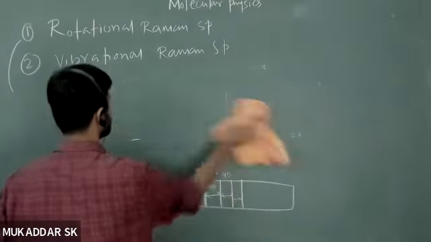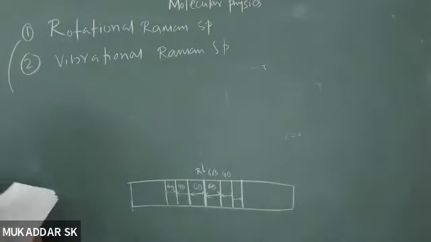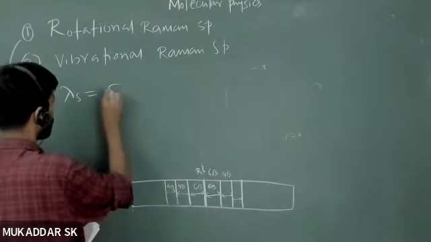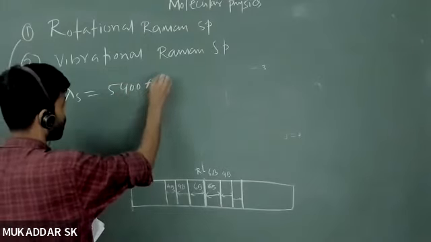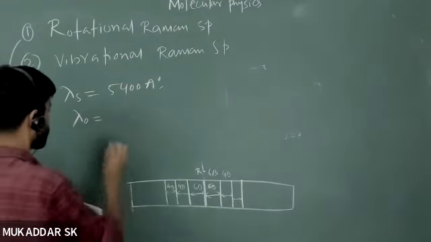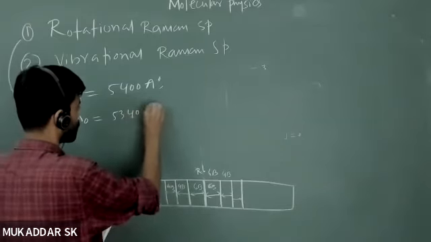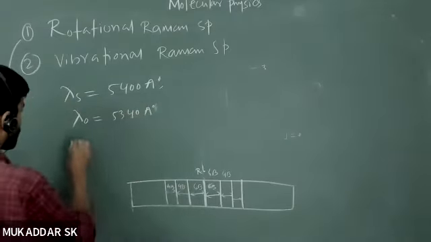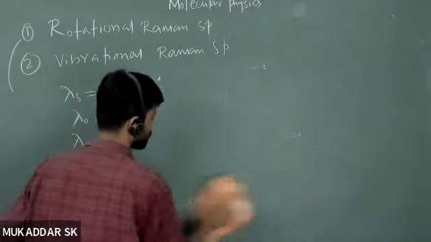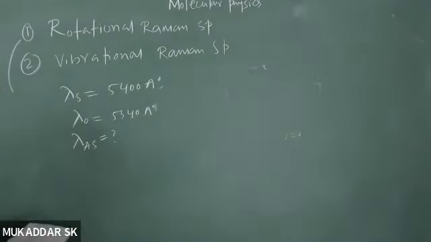Okay, now suppose the wavelength of the Stokes line is given, that is the problem, okay? 5400 Angstrom, and the wavelength of the Rayleigh line is given, that is 5340 Angstrom. What you have to calculate is the wavelength of the anti-Stokes line, how much? Can you calculate?